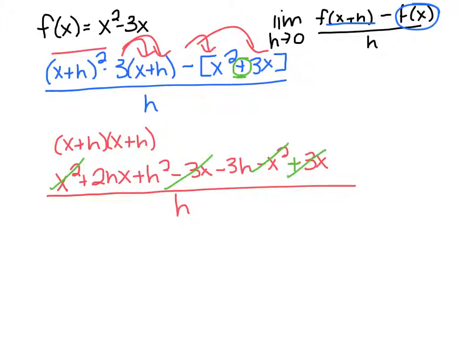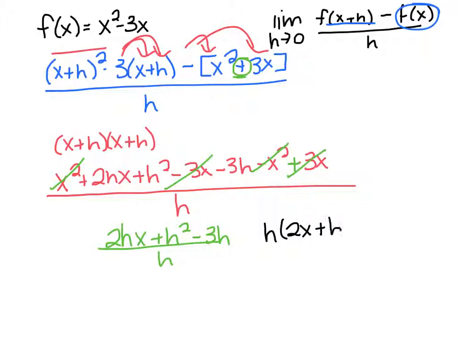And in the numerator, it looks like we have 2hx plus h squared minus 3h all over h. Well, let's go ahead and factor out something that we have in common. And in common, we have an h on the top. So if I factor out an h, I'm left with 2x plus h, plus h minus 3, all over h.